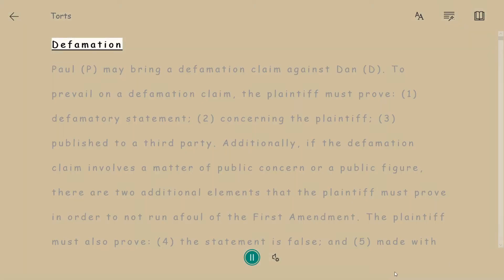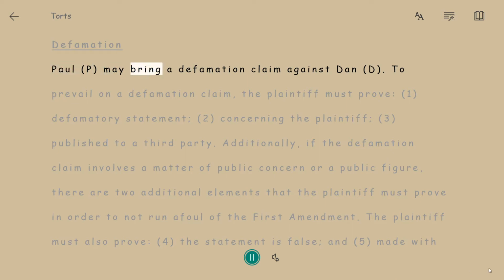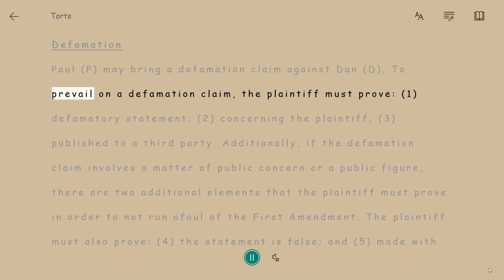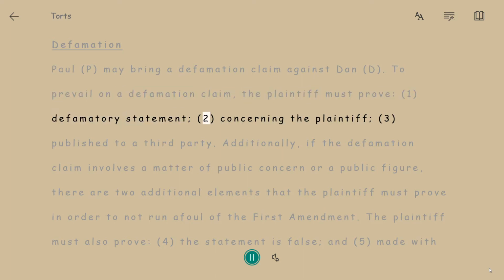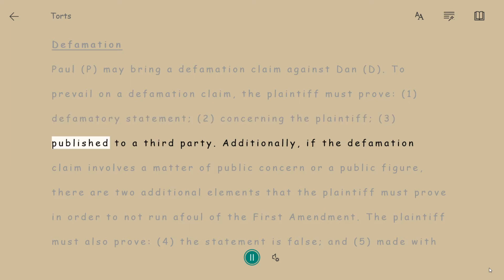Defamation. Paul, P., may bring a defamation claim against Dan, D. To prevail on a defamation claim, the plaintiff must prove 1. Defamatory statement, 2. Concerning the plaintiff, 3. Published to a third party.